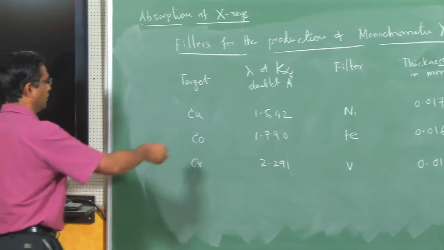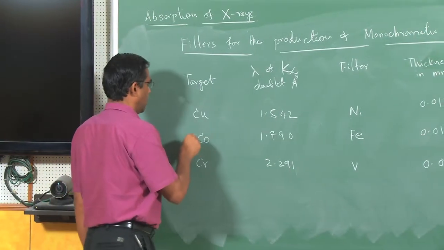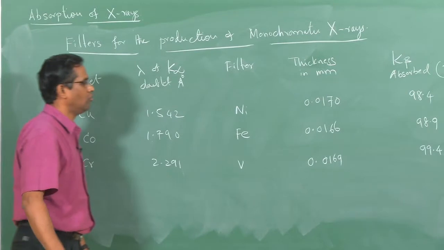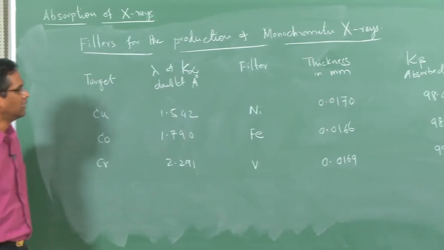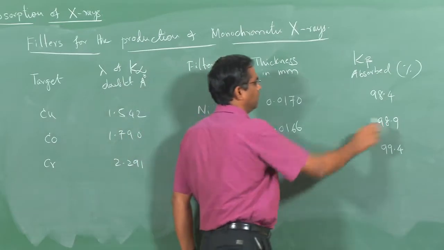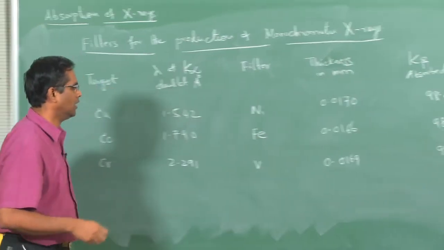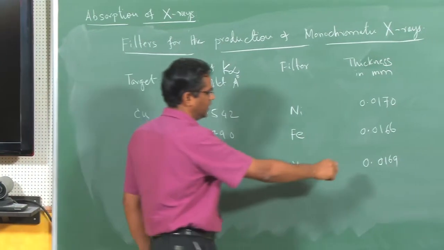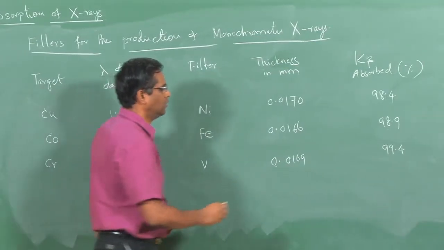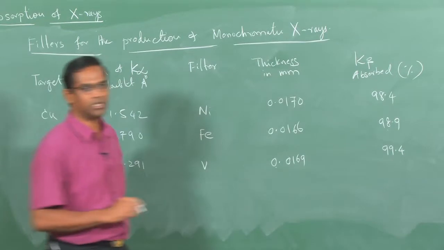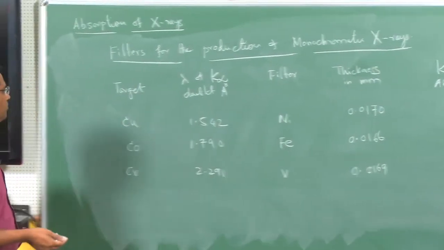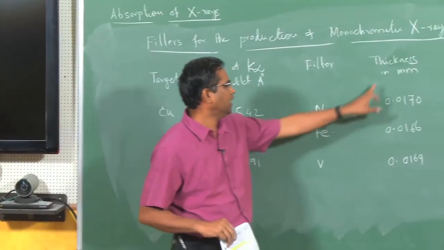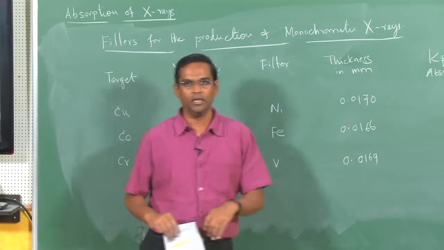Similarly, if you use an iron filter for a cobalt target of this wavelength with a 0.016 mm thickness of filter, the effective filtering is about 98.9%. And for a chromium target using a vanadium filter of this thickness, 0.0169, you have about 99.4% of filtering. So, you see that by choosing an appropriate filter for the appropriate thickness, the filtering is more effective.